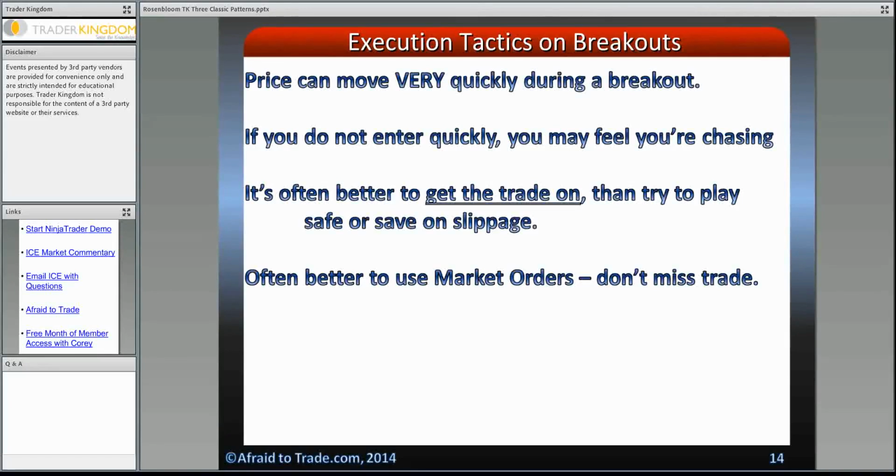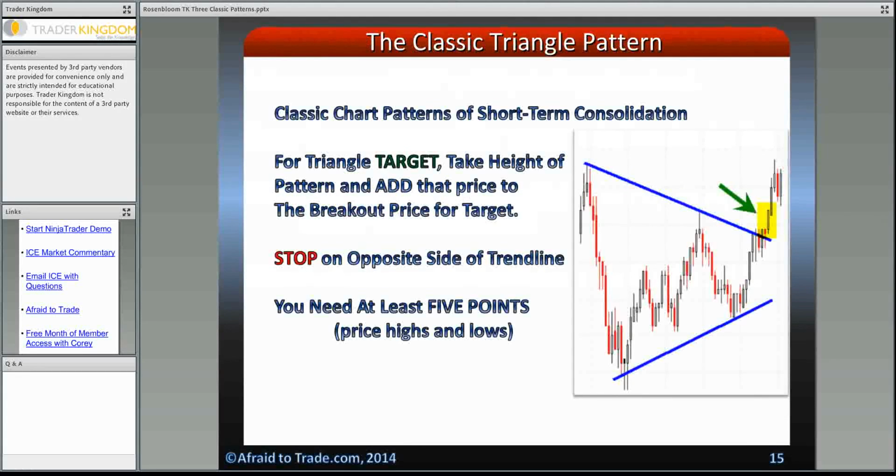Tom asks, why not enter on a stop? You can, absolutely, and we'll take a look at that shortly, about now, actually. So the classic triangle, and this is one of my favorite patterns, definitely. Flag is number one, probably triangle is number two. Hence the title of the presentation, my favorite patterns. But it's a consolidation pattern.